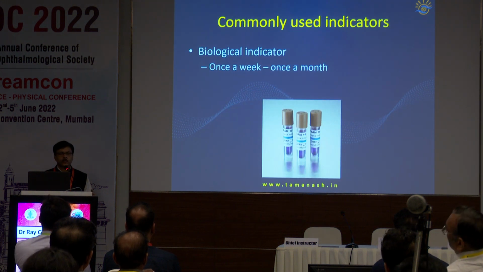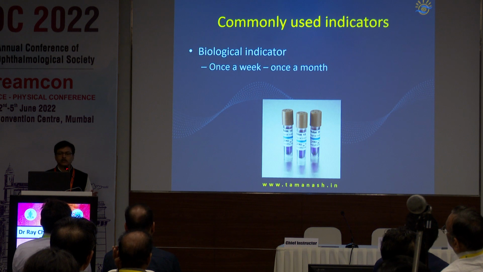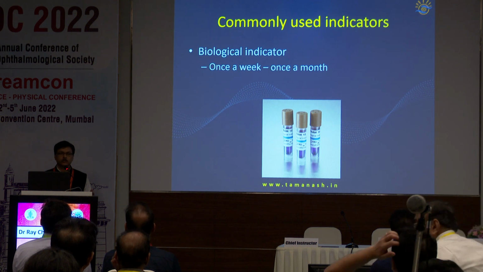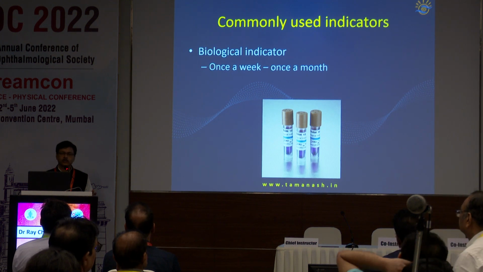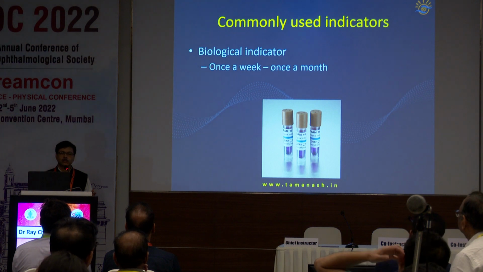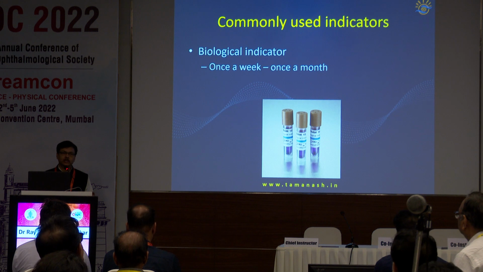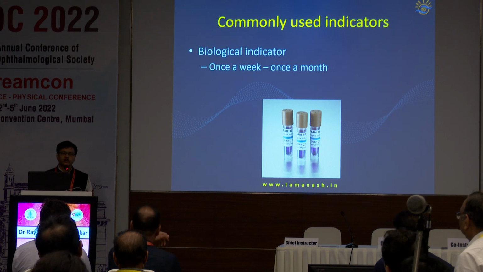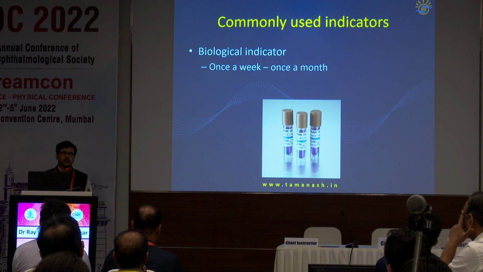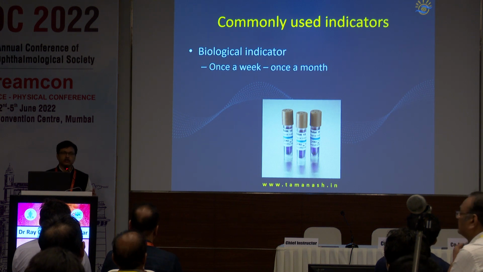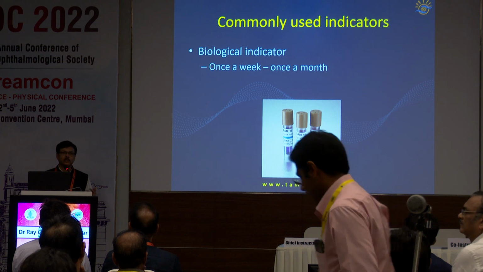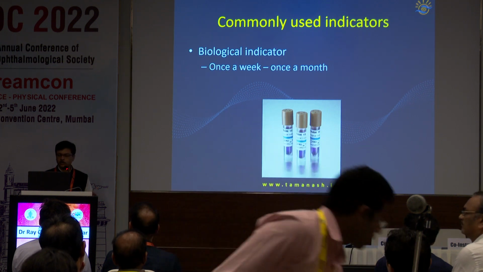How frequently a biological indicator should be used is also controversial. It varies: those who are very cautious will use it once a week, and those who are less cautious or have less load may use it once a month. The idea is that if you are using an integrating class 5 indicator, then biological indicators become reasonably less important, because you are using the integrating indicator at every run of the autoclave. So you are sure.